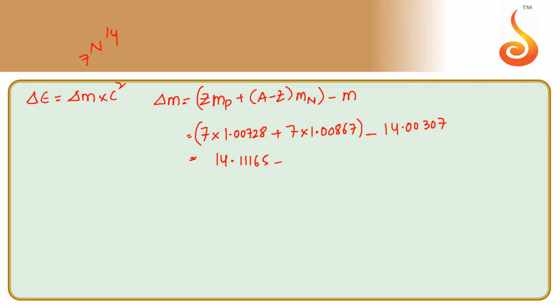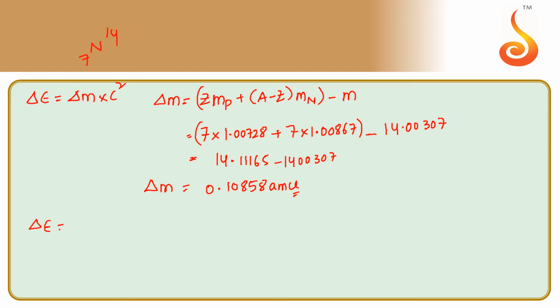So what we get here is 14.11165 minus 14.00307. So the mass defect will be 0.10858 atomic mass unit. Since we got the mass defect value in atomic mass unit, we can calculate the binding energy now.